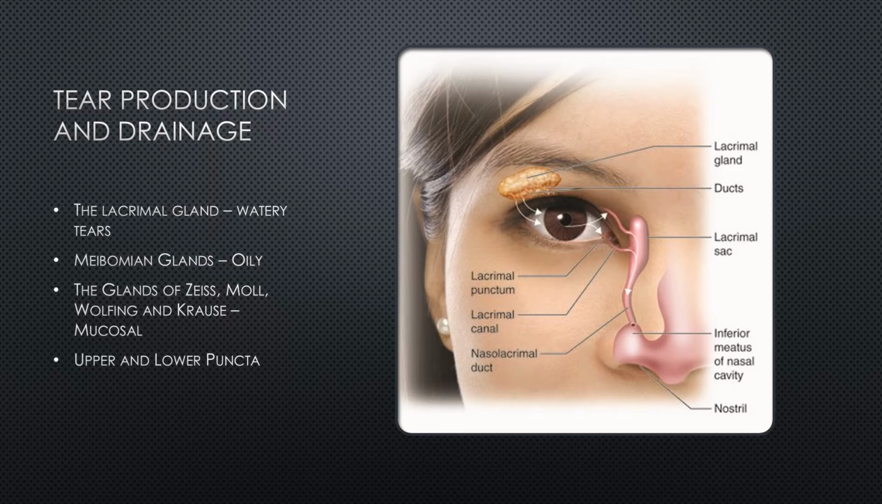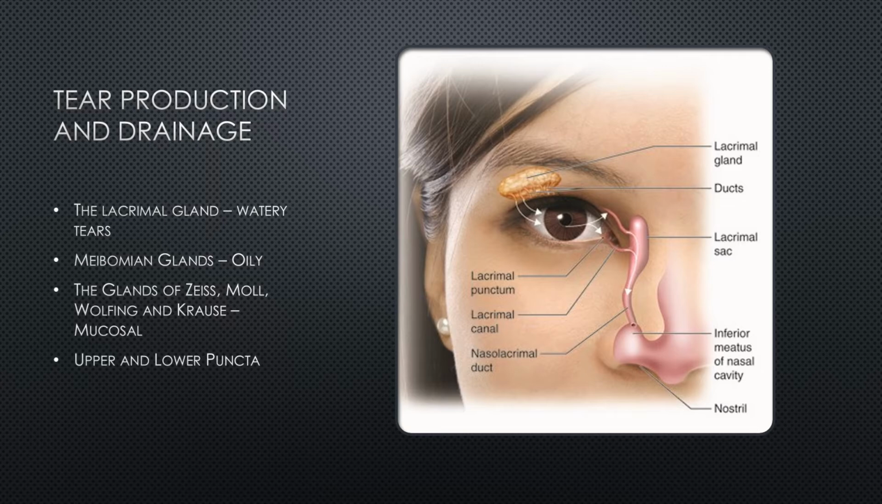Tear production and drainage. The lacrimal gland is located in the superior lateral aspect of the eyelid below the eyebrow. It secretes a watery or aqueous tear and produces about 0.2 milliliters of tears in a 24-hour period. Aqueous tears flow downward and inward toward the tear drainage system at the inner canthus.